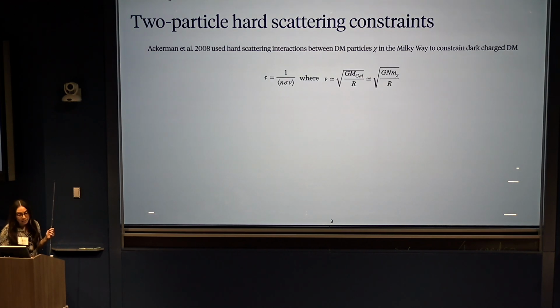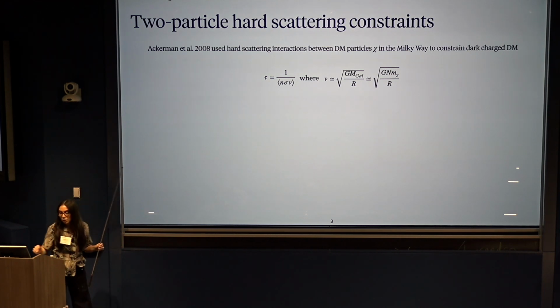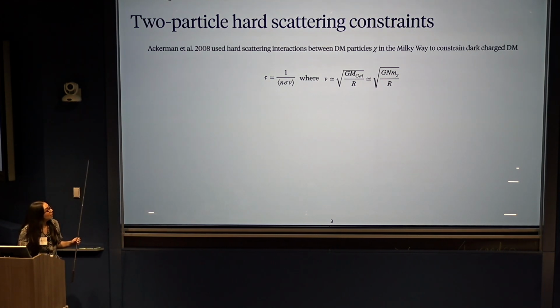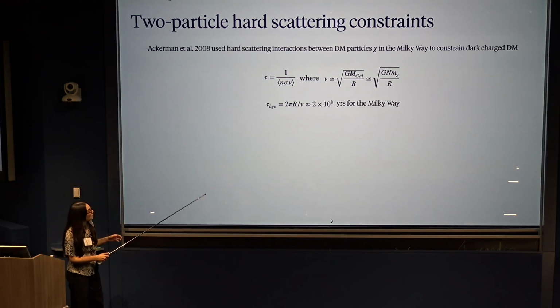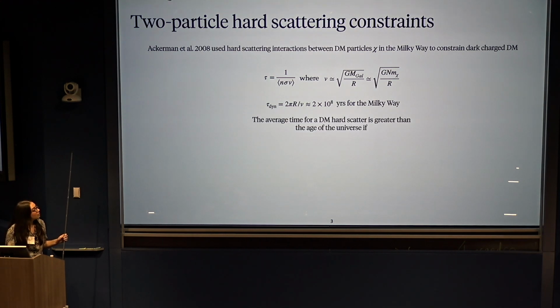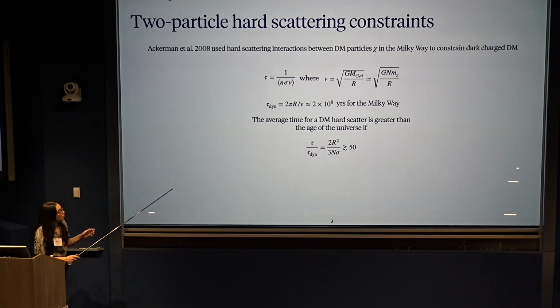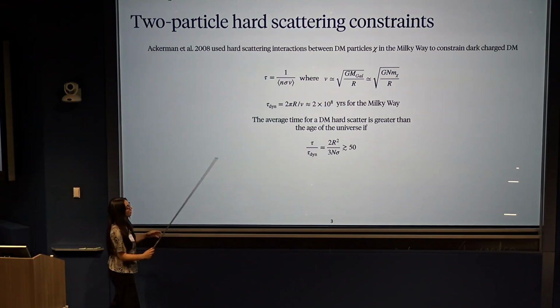So the way that they did this is just by thinking about the interaction time for hard scatters in the Milky Way in particular. So they use this velocity associated with the virial velocity for the Milky Way. And they use the dynamical time of the Milky Way, which is on the order of 10 to the 8 years. And they want to compare this to the age of the universe. So they say that the average time for the dark matter hard scatter is greater than the age of the universe if you have this inequality.